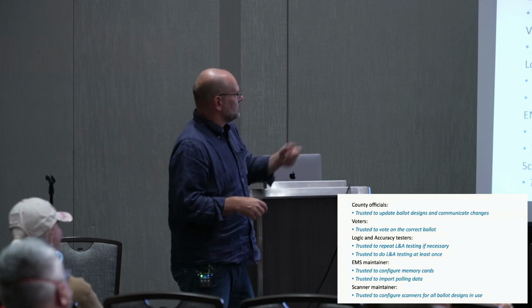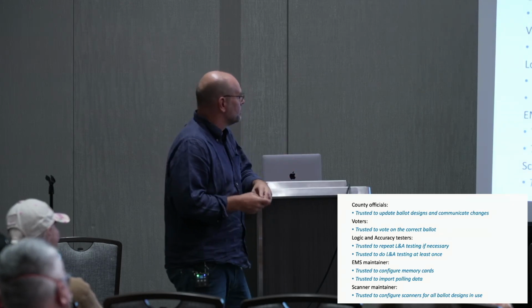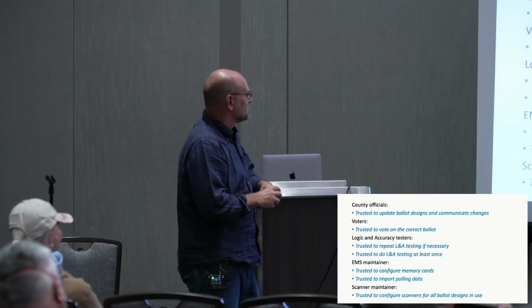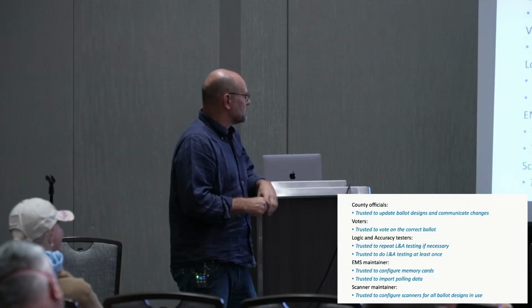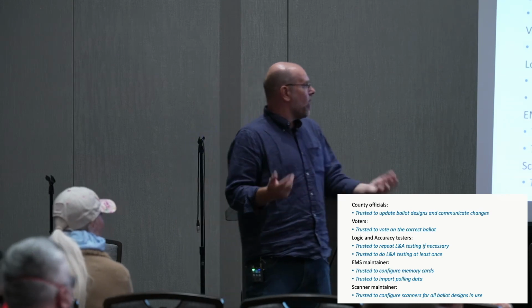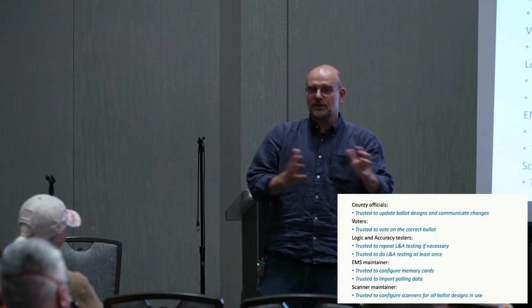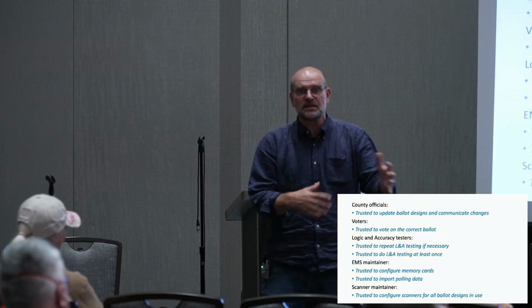The EMS maintainer is trusted to configure the memory cards and is trusted to import the polling data back into the back-end system. And the scanner maintainer is trusted to configure scanners for all ballot designs in use. Okay, but can the technology actually handle this? Can you configure your scanners in such a way that when you get different ballot designs, it stores them in different places, or is it just one database? How is the whole thing?